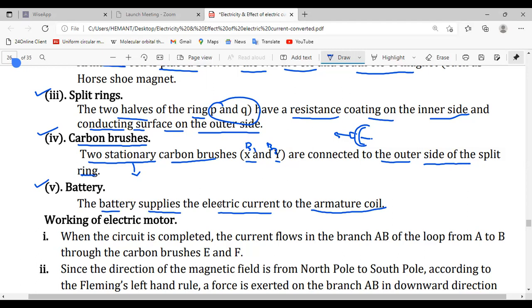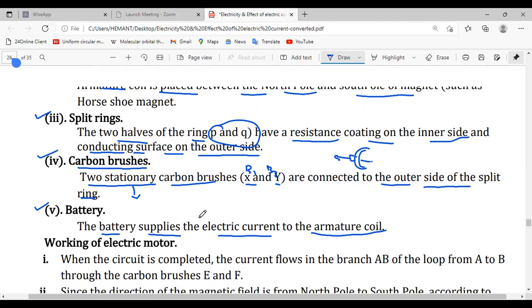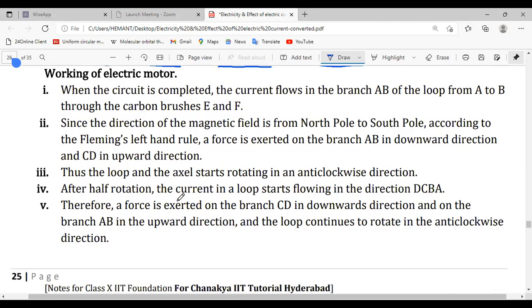Understood? Okay, now we have to understand the working of the electric motor. So how an electric motor works, first we have to understand, but for that we will go through one video first and then we will go through the theoretical part.